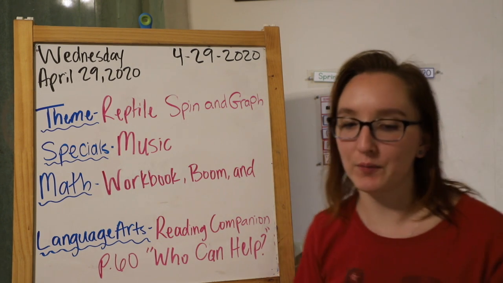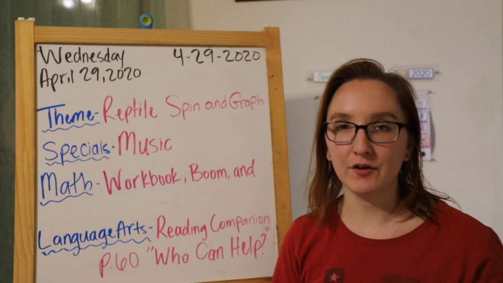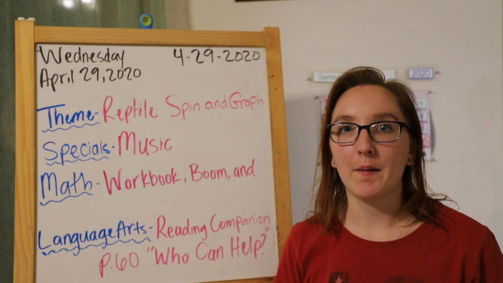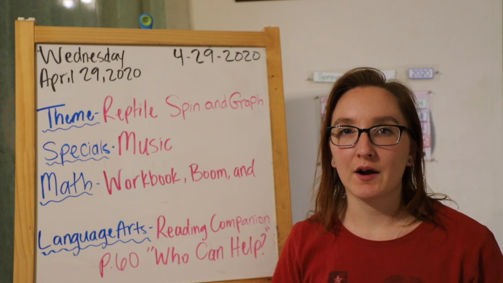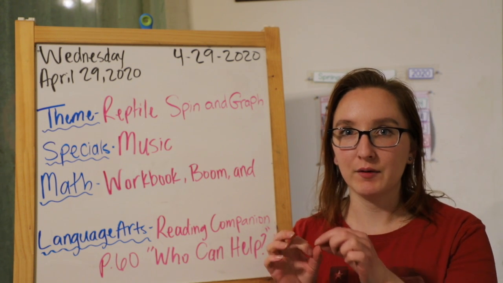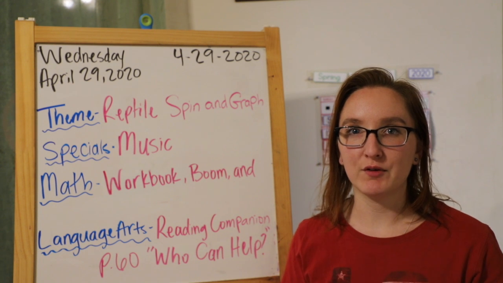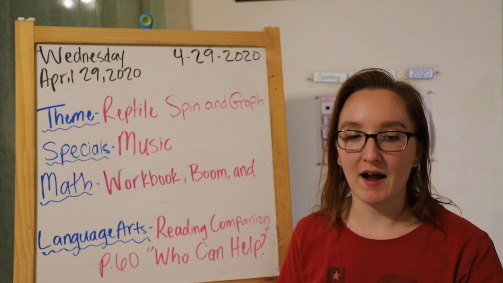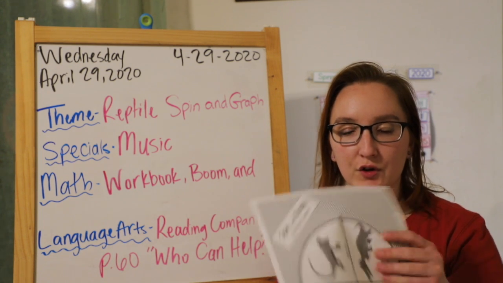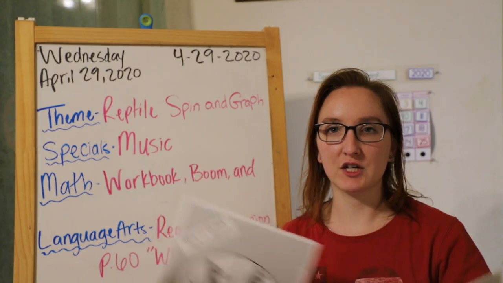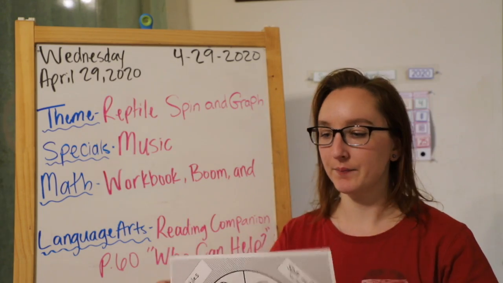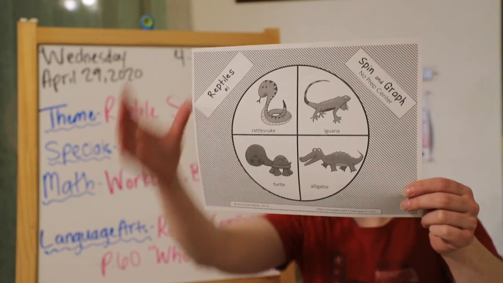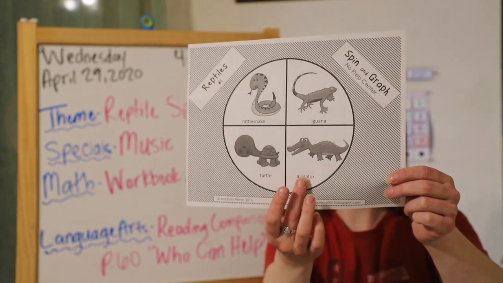So today we are going to be doing a little spinning graph. If you remember our spinning spelling words, where we took our paper clip and our pencil and did some spinning, we're going to be doing something kind of similar with our spinning graphs today with our reptiles. So you're going to have two different sheets. They're going to have different reptiles on it. The first one, you're going to have a rattlesnake, an iguana, a turtle, and an alligator.